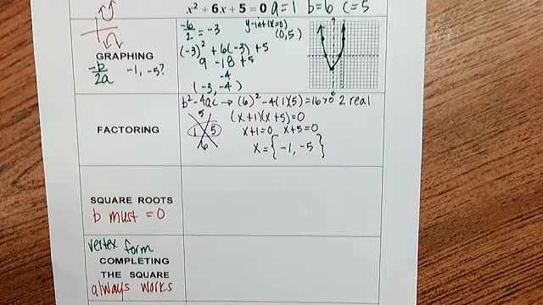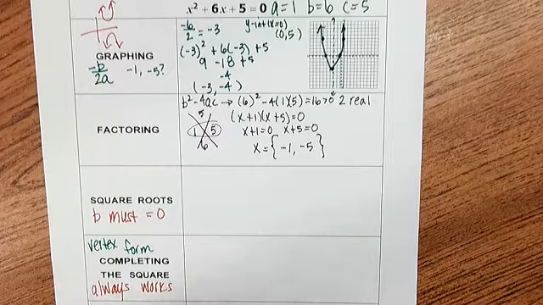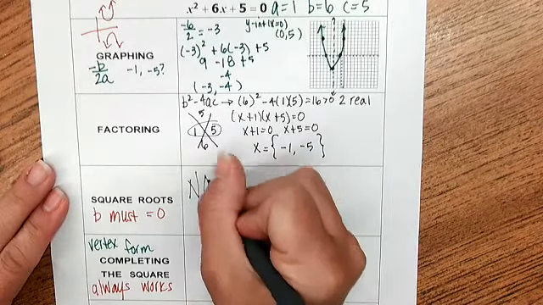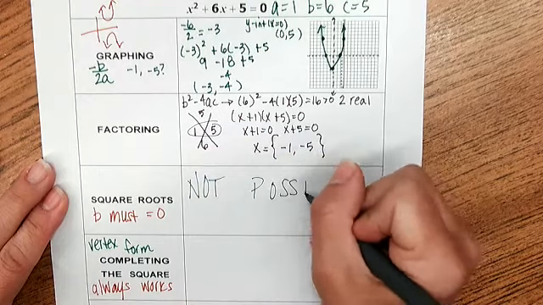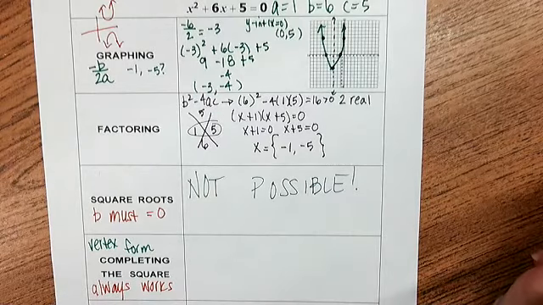Okay, so we should get the same answer now by using square roots. Really? I don't think I need to use square roots, do I? B must be 0. Well, is B 0? I don't think so. B is 6. So for this particular problem, this is not possible.